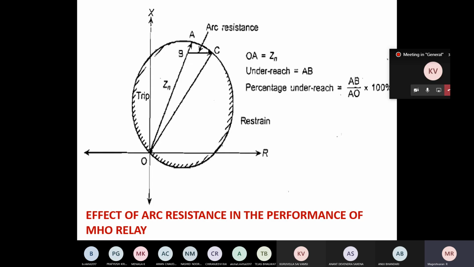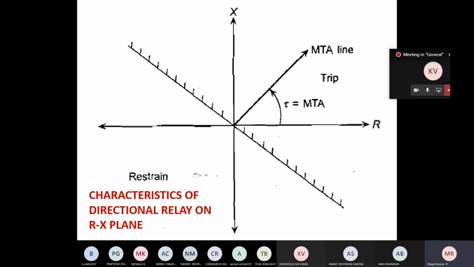So related with these things like underreach of the other three relays, we are going to see one or two problems. It will look like a design problem. We'll see that in the next classes.